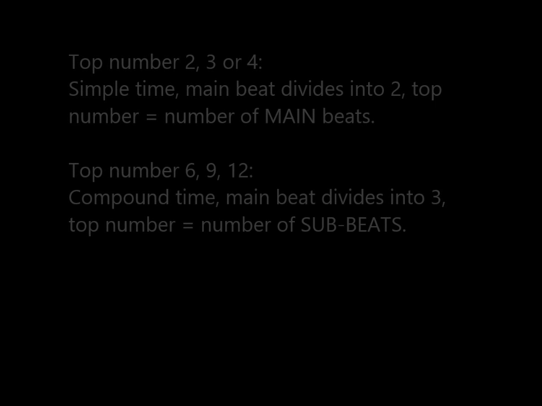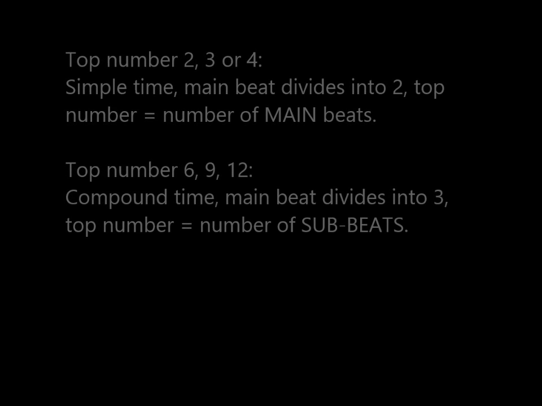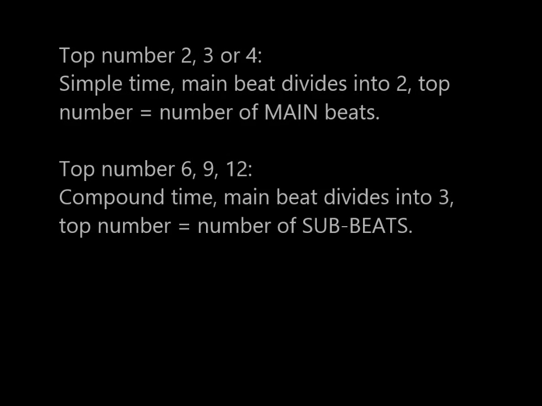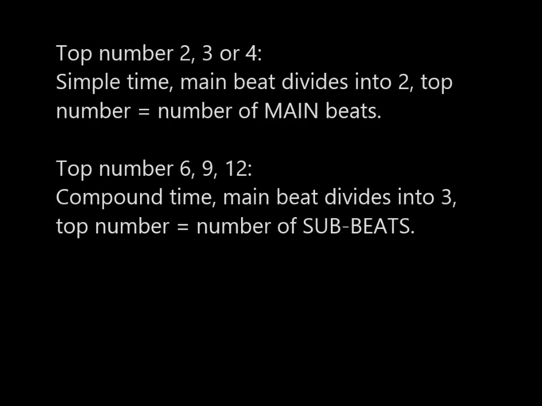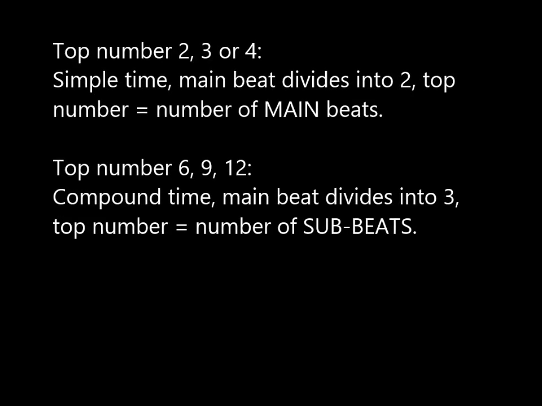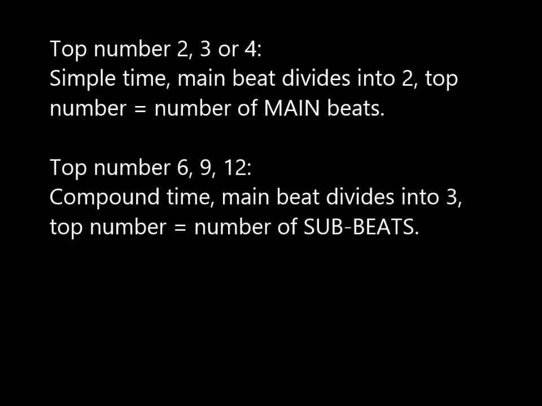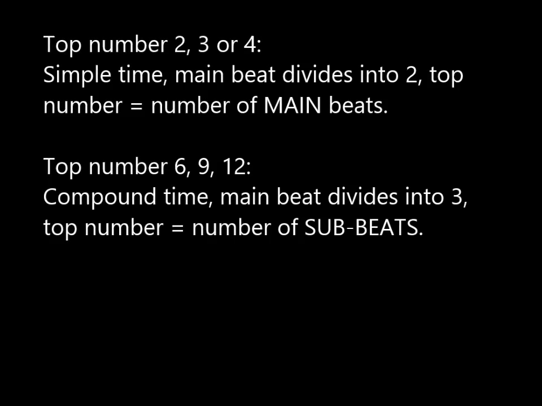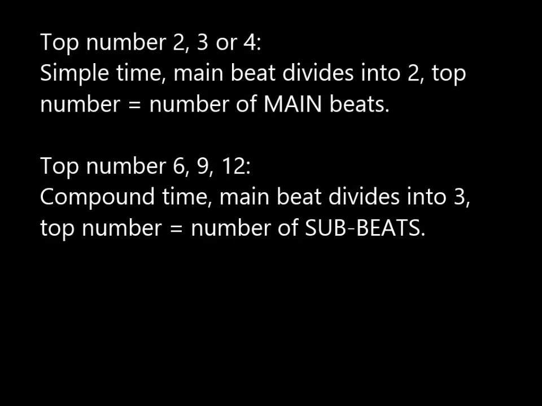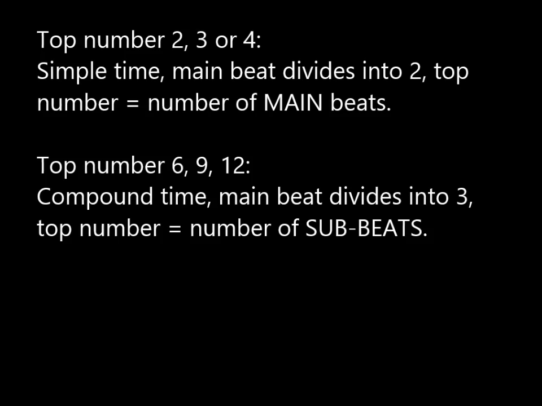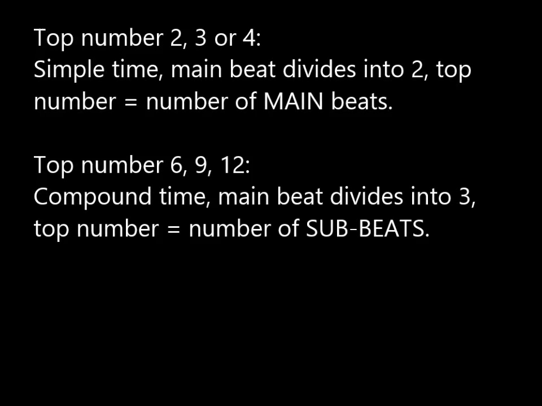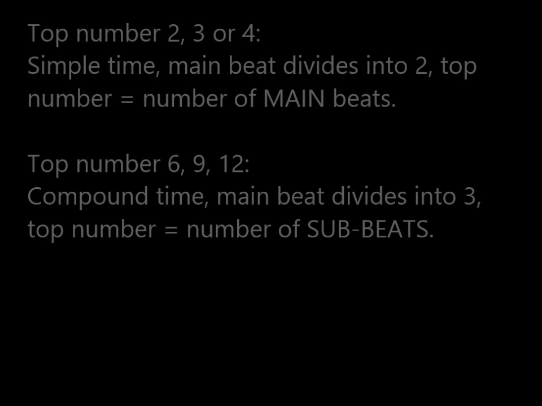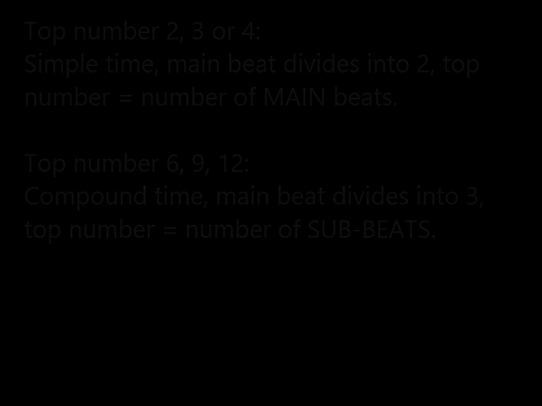The way that the main beat is divided up is one of the most important things that you need to understand about time signatures. So here are the rules again. When the top number is 2, 3 or 4, it's simple time. The main beat divides into 2, and the top number is equal to the main beats. But if the top number is 6, 9 or 12, it's compound time. The main beat is divided up into 3. The top number of the time signature tells you the number of subbeats.